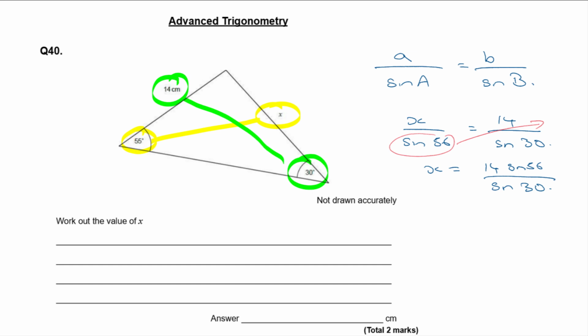x equals 23.2. Now, before I move on, it's good to have a sanity check here. Does that look about right? It's quite long, 23.2. It's about half as long again as the other one, but it's not outrageously long. I think I'm going to go with that. Remember, 56 is a bigger angle, so you'd expect it to be a longer side. So I'm going to go with 23.2. Doesn't look too crazy there.